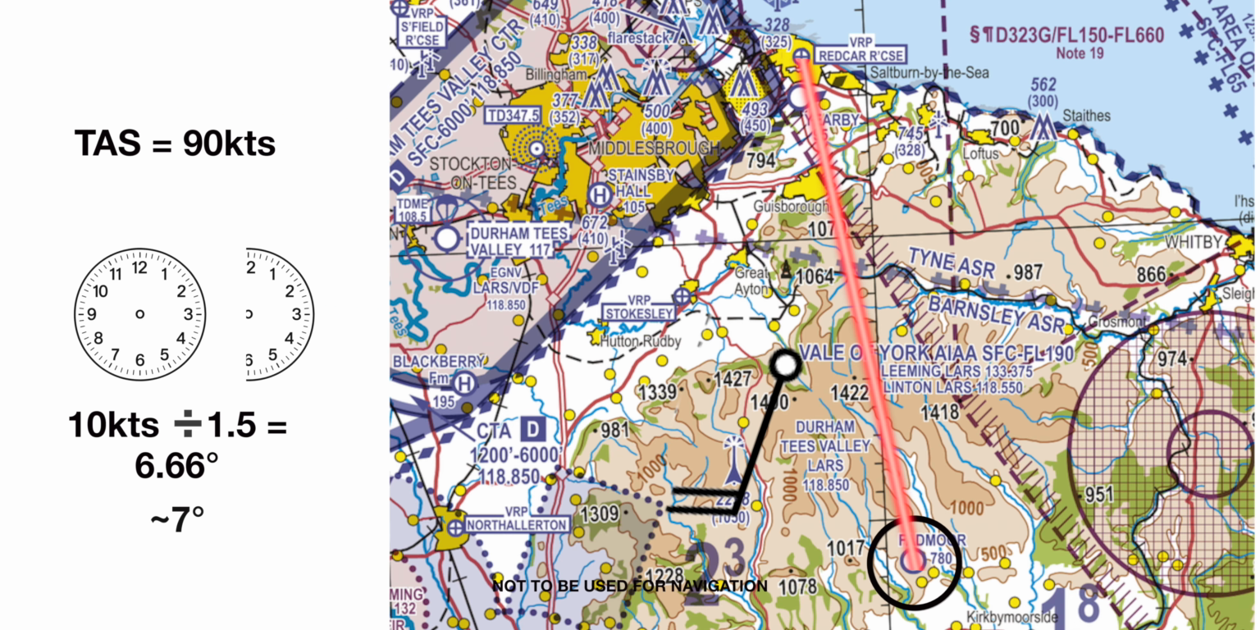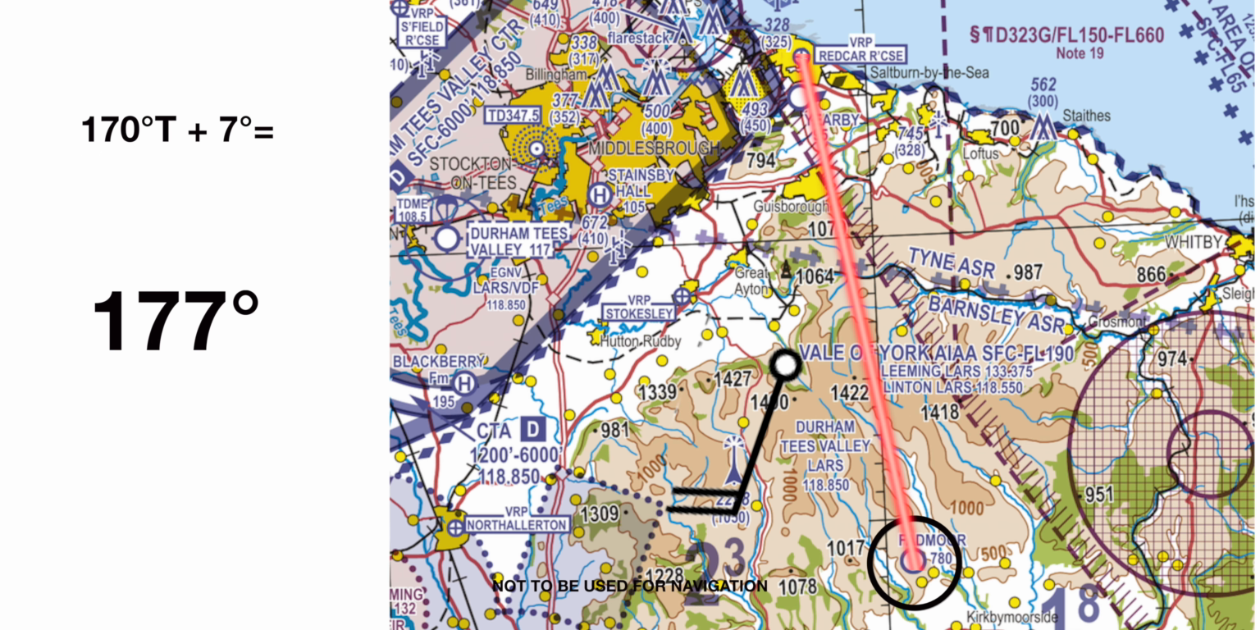Let's call it 7, and we have a handy way to estimate that 177 is the course we need to get to Fadmore.